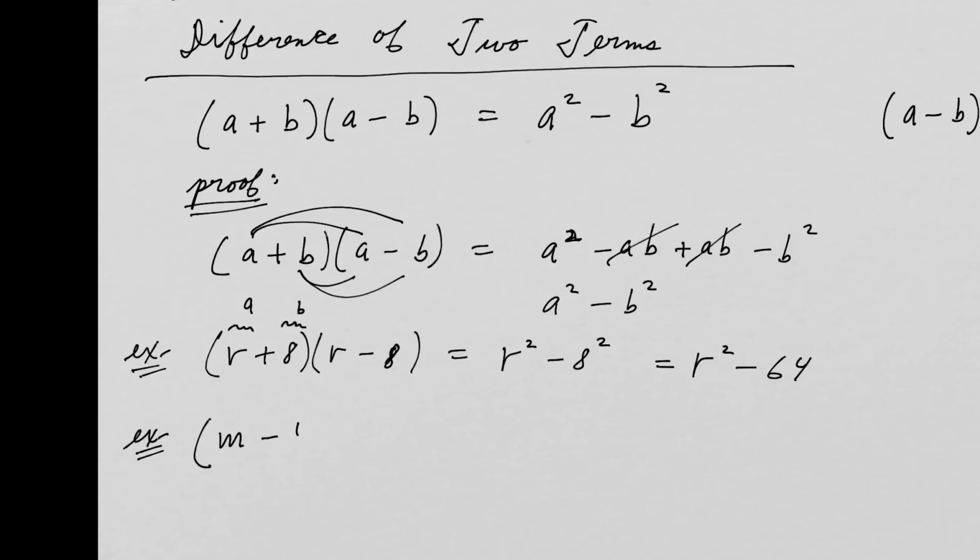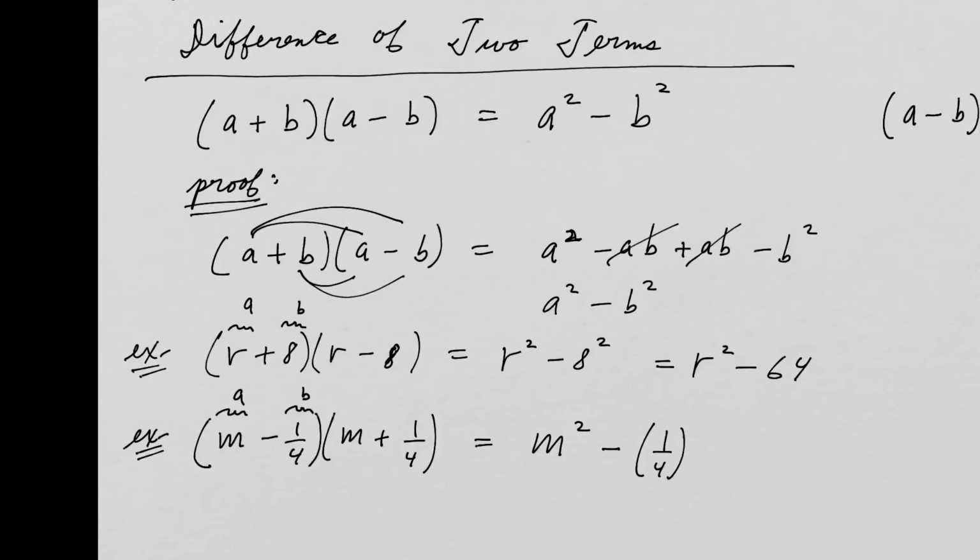So let's say I have m minus a quarter times m plus a quarter. Okay, so you recognize, oh, this is a special form, right? It's a minus b times a plus b. Well, what is the answer going to be? It's going to be a squared, so m squared. A is like my m in this case, and b is like my 1/4, minus 1/4 squared. But what's 1/4 squared? That's 1/4 times 1/4, which is 1/16, right? 1 times 1 over 4 times 4. So it's just m squared minus 1/16. That would be my answer.